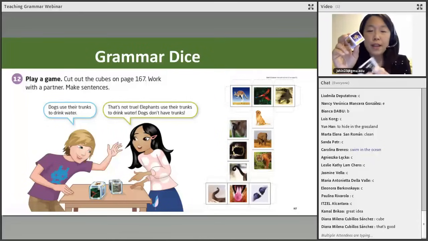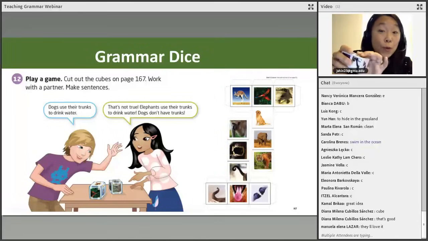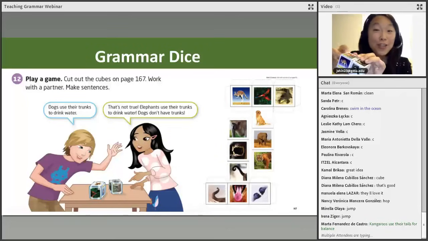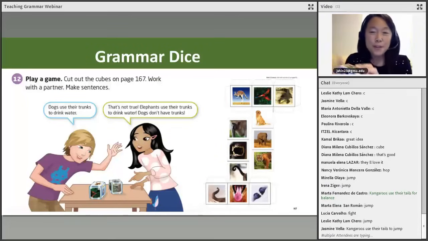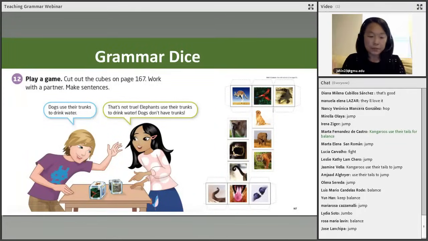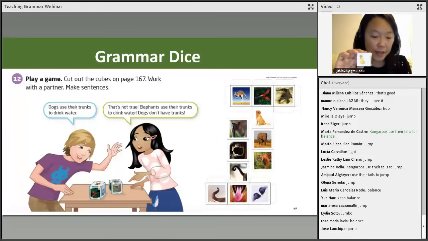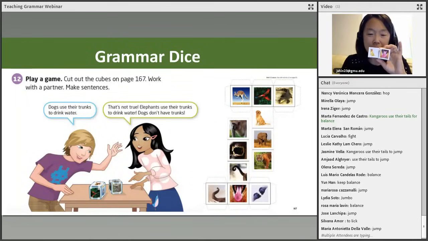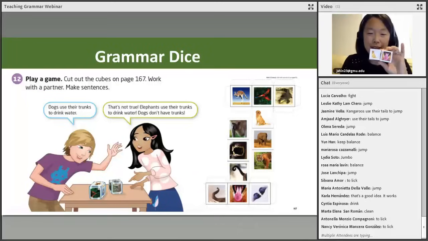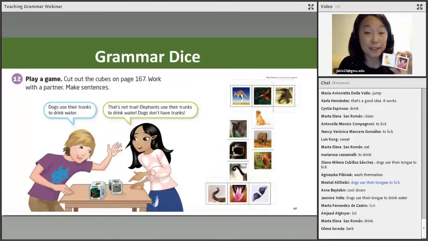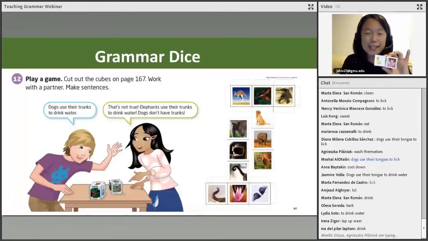Kangaroos use their tails to jump. Very good. And then the partner could say, yes, that's true. Kangaroos use their tails to jump. Okay, let's do another one. Dog and tongue. Dogs use their tongues to lick their owners. I have two dogs. They like to lick my face a lot to show they love me. To drink water, to cool down. Great. You get the idea.